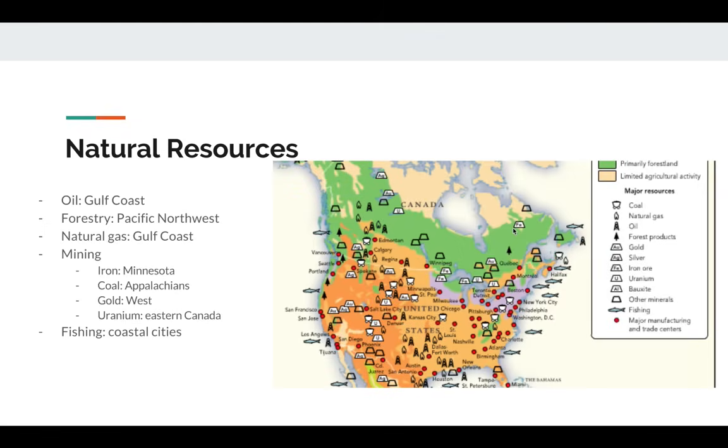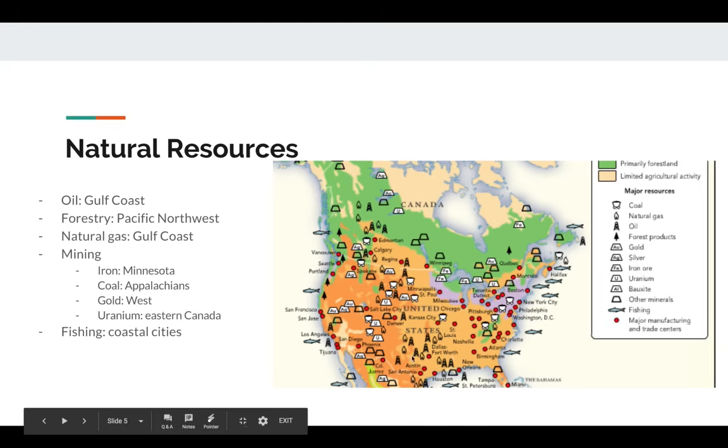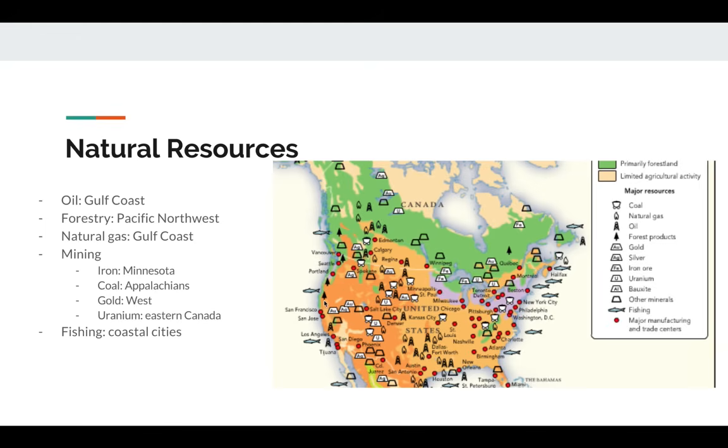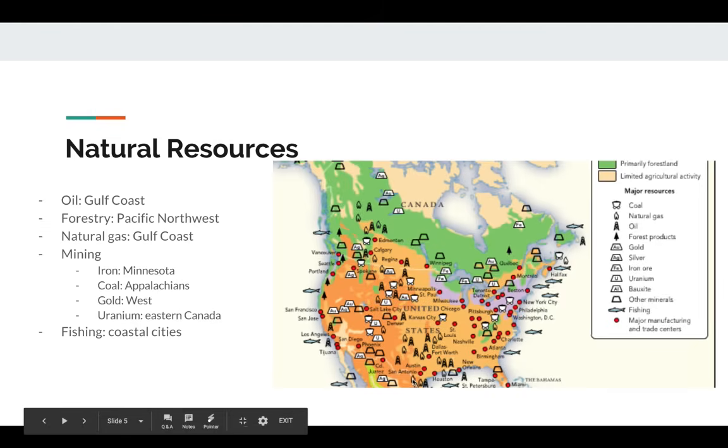So let's look at natural resources. In your pre-assessment, I asked you to list 6 natural resources and the regions they came from. And so let's take a look at this mineral map here. You can see that oil can be found near the Gulf Coast and in Texas. We can see that forestry, or when you cut down trees to make paper and other lumber products, can be found in the Pacific Northwest. Natural gas can also be found. These are these little fire things here. Also Texas and the Gulf Coast.